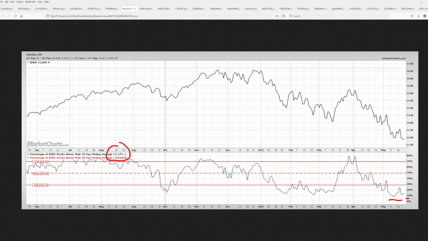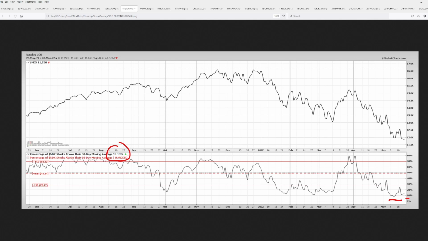How about the Nasdaq 100? If we look at the percentage of the Nasdaq 100 above its 50-day moving average, a mere 13%. So that's 87% of the Nasdaq in a bearish picture here. It's momentum to the downside.